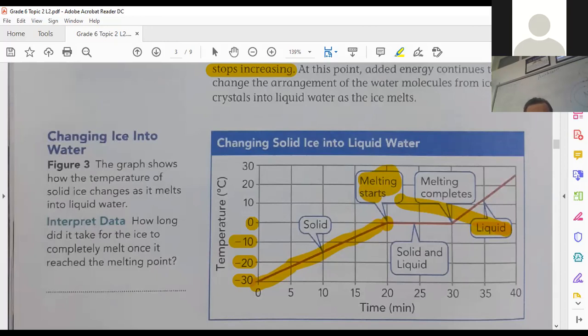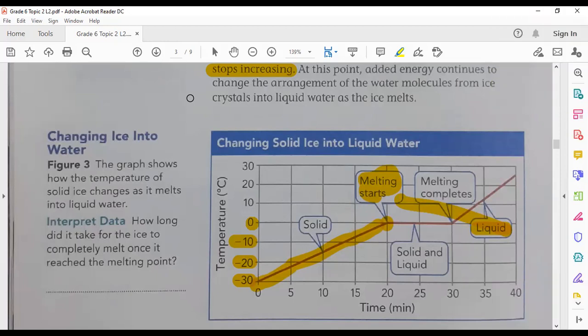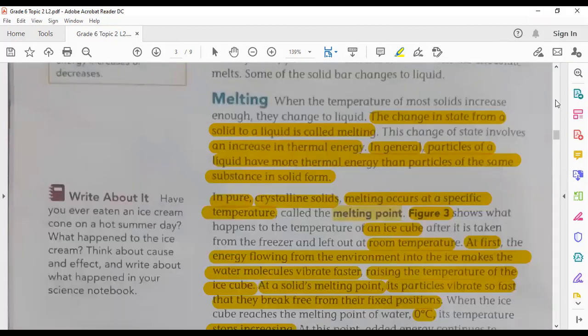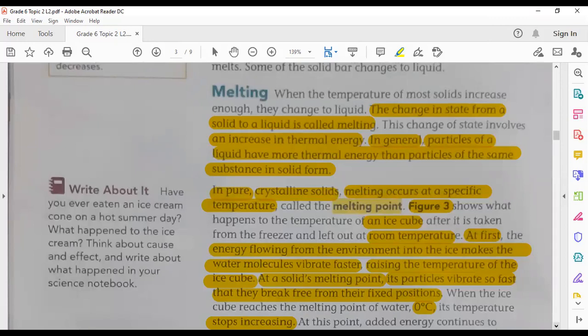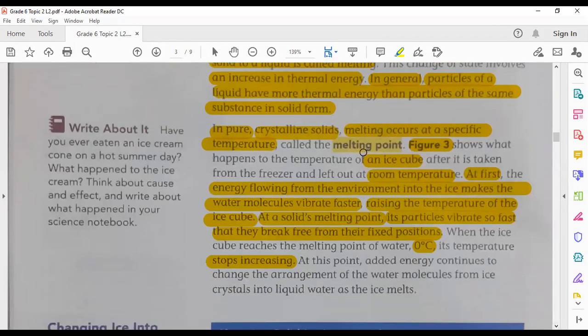Yeah, me. Teacher, time. So, by the way, you have to know that any pure substance has its own melting point. Okay? But for water, it is 0 degrees Celsius.